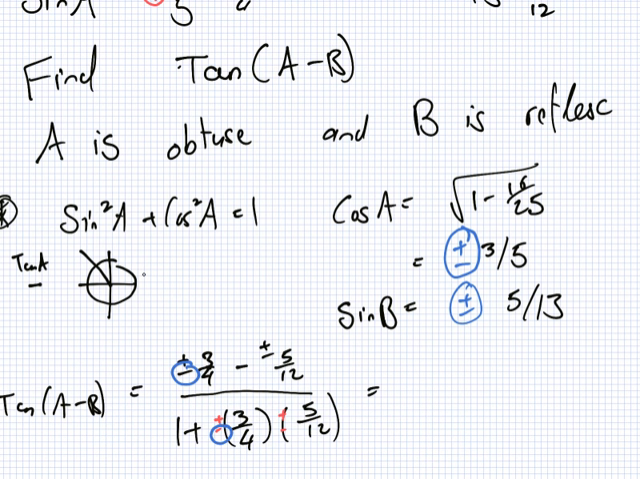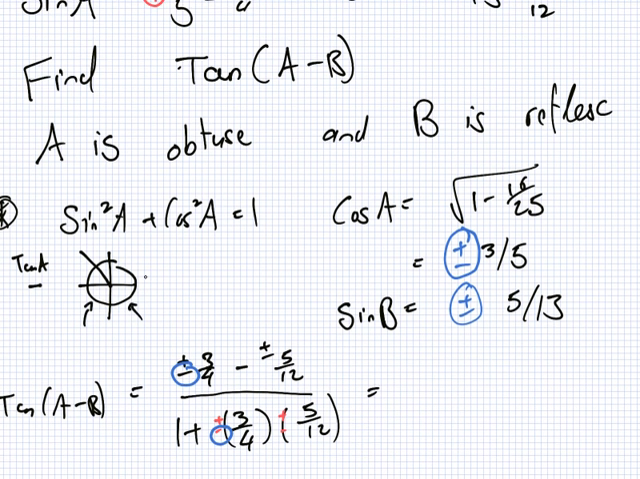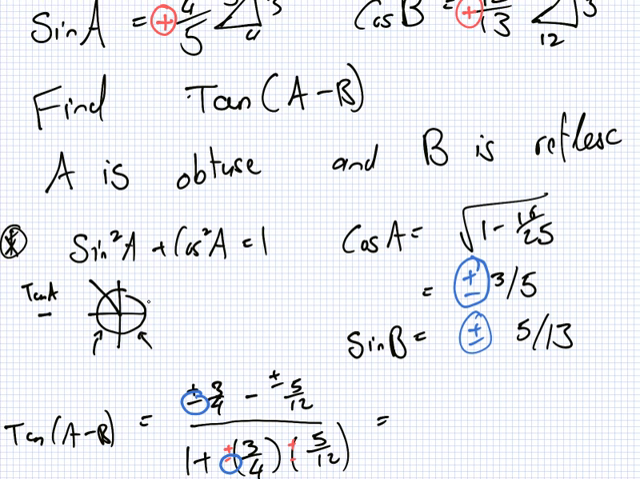Okay, what about the B? Well, I tell you B is reflex, so actually it could be here or here. But you can pick which one is right. Which one is it? Where's the B? No, it's in the fourth quadrant. Because I tell you cos B is positive. And the only quadrant where cos B can be positive is in the last quadrant. So that's where B must be.